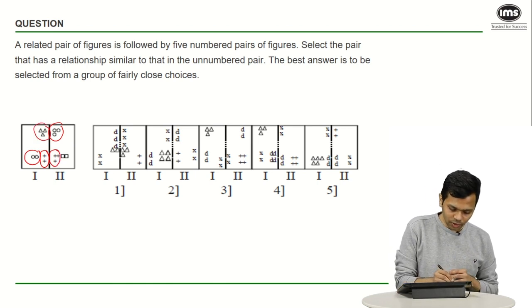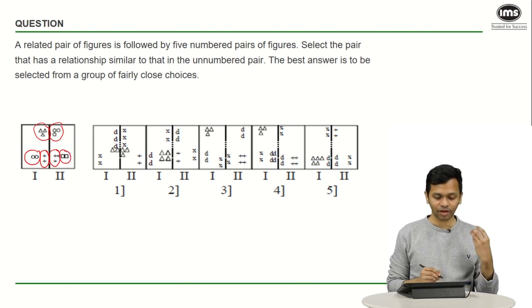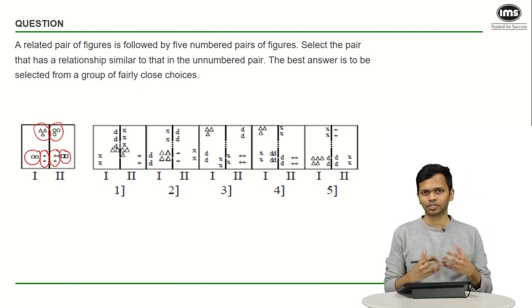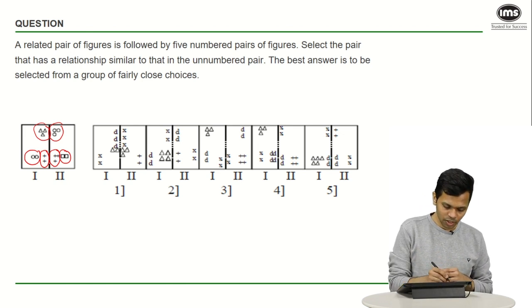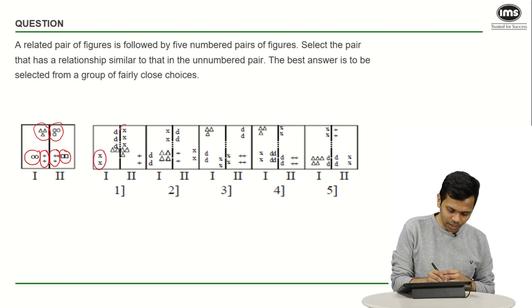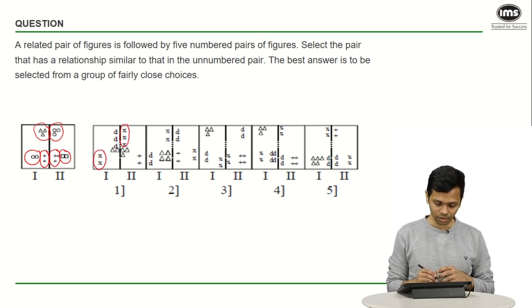The triangle actually becomes square. So instead of having 3 triangles, you actually have a reduction in the number of objects. 3 is becoming 2 and it is also changing the shape. So triangle is becoming square. Now let me see if I can find this logic in any of the options. So firstly, 2 X's becoming 3 X's. So this is looking good.